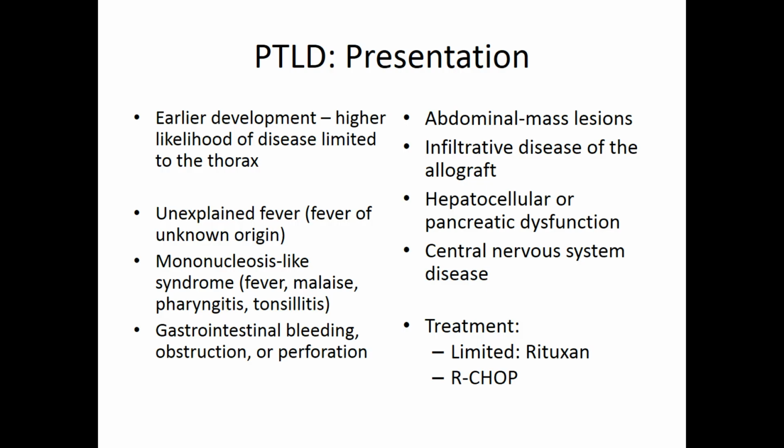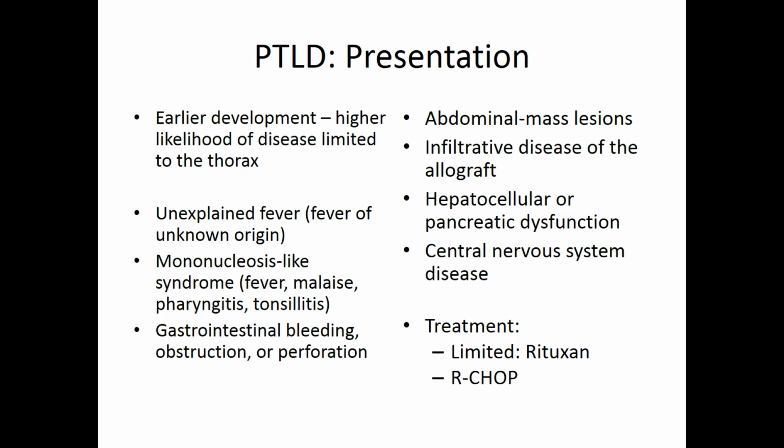PTLD can be seen in the setting of an acute Epstein-Barr virus infection, which can be associated with a mononucleosis-like syndrome, including fever, malaise, pharyngitis, and tonsillitis. Other than the lung, the most common site of PTLD involvement is the gastrointestinal tract, and this can cause bleeding, obstruction, or perforation. Mass lesions can be seen in both the lung and the GI tract.